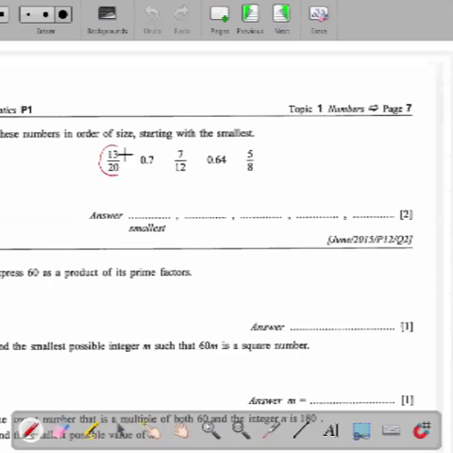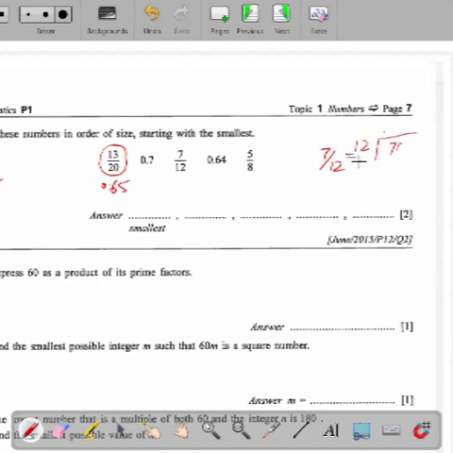Write these numbers in order of size, starting with the smallest one. So 13 over 20 first, with 20 to be taken into account, which is 0.65. Then 7 over 12, we have to go for it.